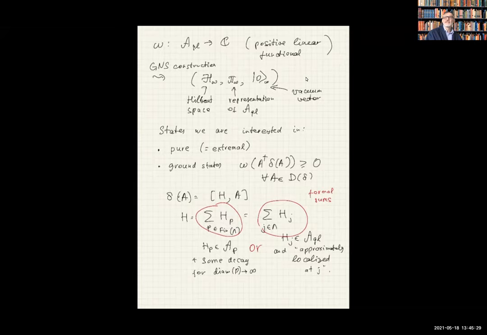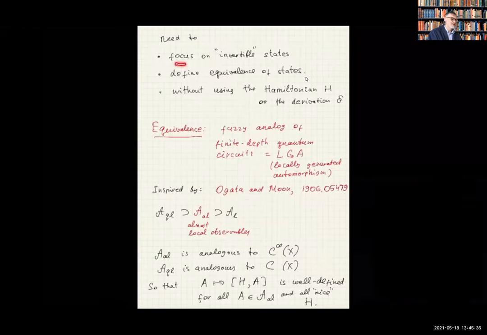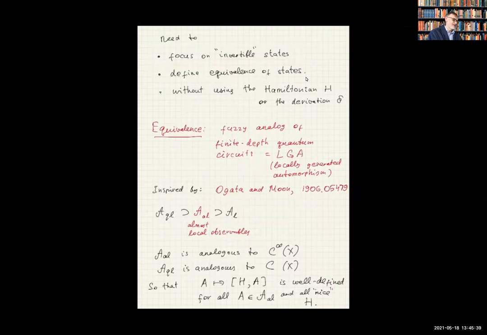And then you have a question. First of all, what does it mean to focus on invertible states? What are the special states we want to focus on? Which is not really clear here. Second, we want to define some equivalence of these special states, and do it without all this Hamiltonian derivation. Now, it turns out that defining this is the most important thing, I think.